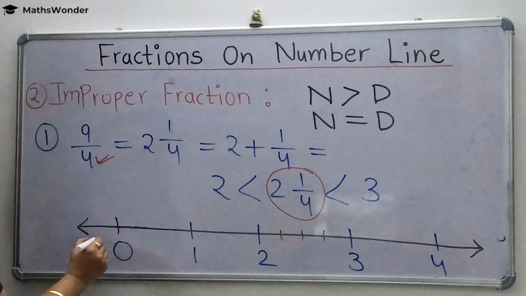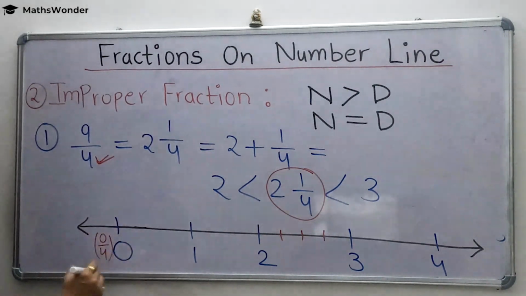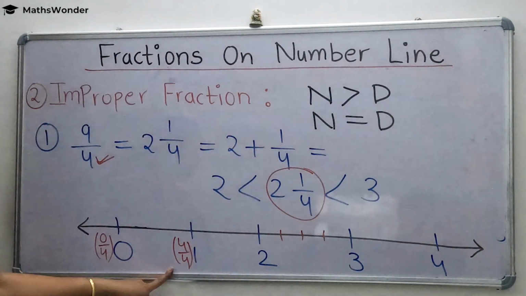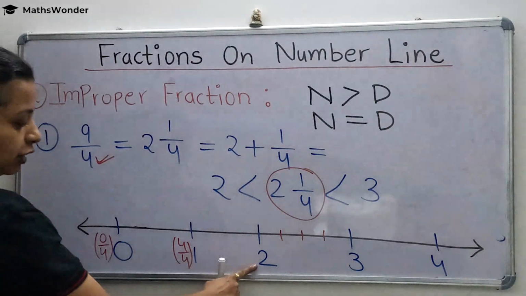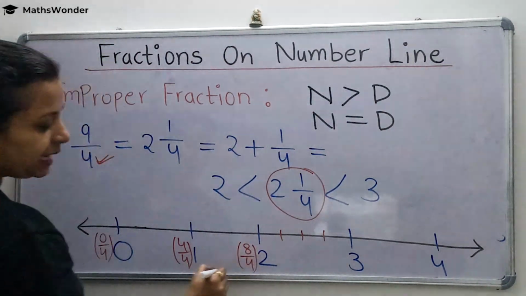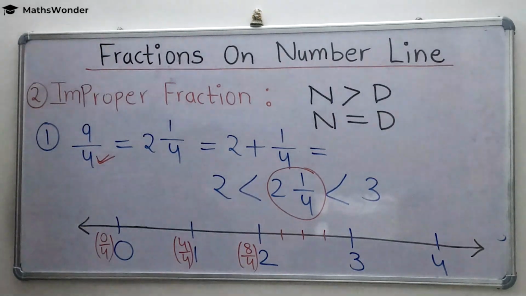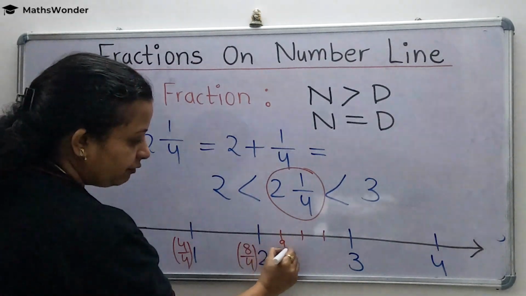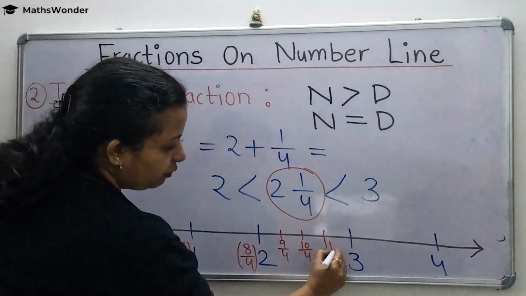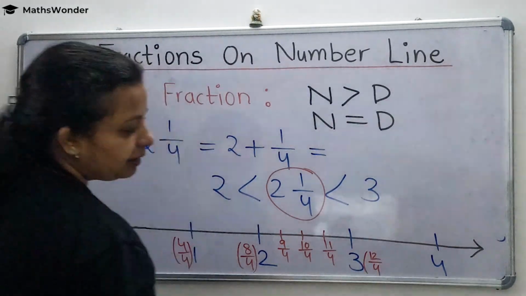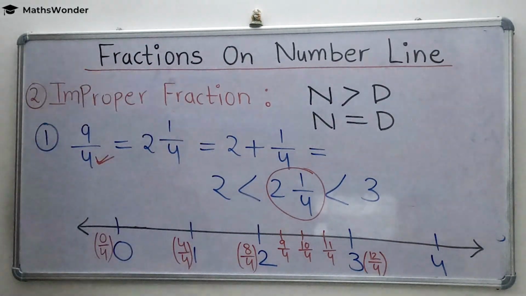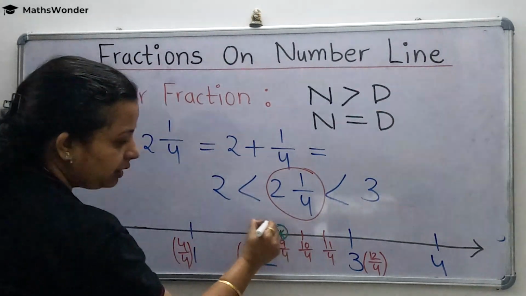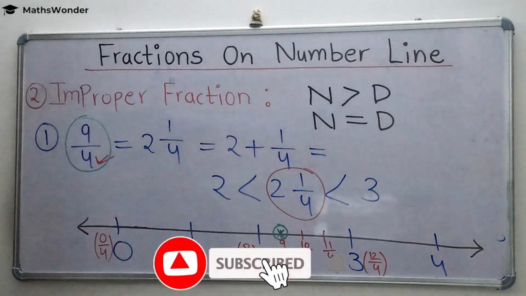Because 0 is what? 0 means 0/4, as we discussed in proper fractions. 1 means 4/4, as we discussed in proper fractions. Now what is 2? 8/4 will give 2. Yes or no, when you simplify 8/4? Yes. So after 8/4, which number will come? 9/4, then 10/4, then 11/4, and 3 is 12/4. So what we needed to represent on the number line is 9/4. This is your improper fraction, 9/4.